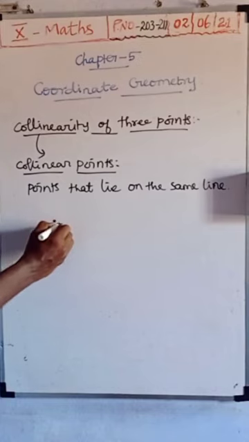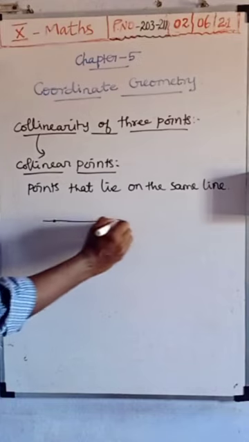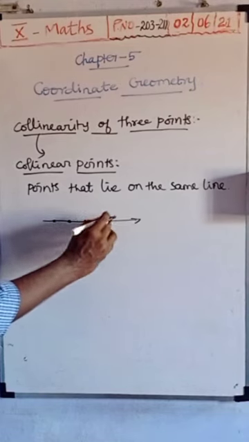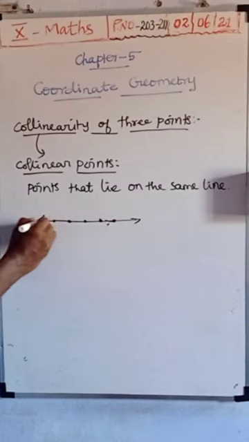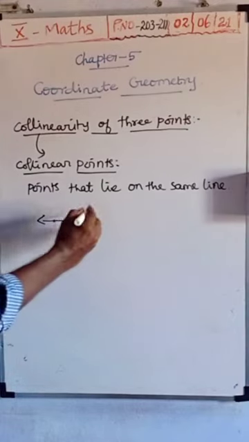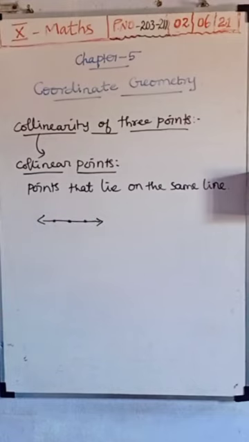For example, one point, again one more point, and you draw one line. So two or more points that lie on the same line are called collinear points. Okay, here, collinearity of 3 points. So how do we get the collinearity of 3 points? If 3 points lie on the same line, then we will get the area of the triangle as 0.